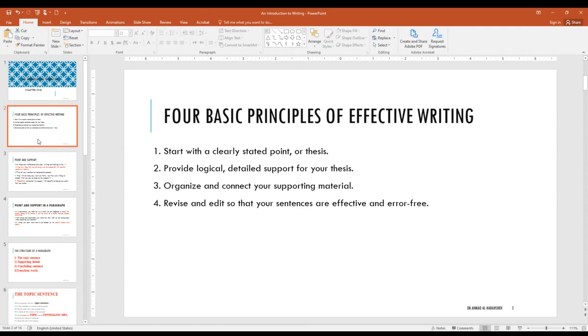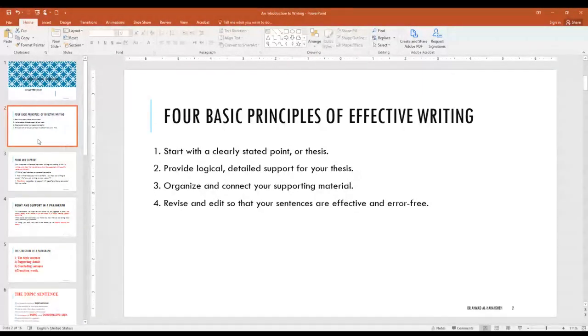The final principle of effective writing is revise and edit, so that your sentences are effective and error-free. You finish your paragraph, now you should revise, because sometimes when you write, you don't care about grammar, you don't care about punctuation, maybe you don't care about the consistency of words, or the selection of words, synonyms, and so on. So this is the importance of revision.